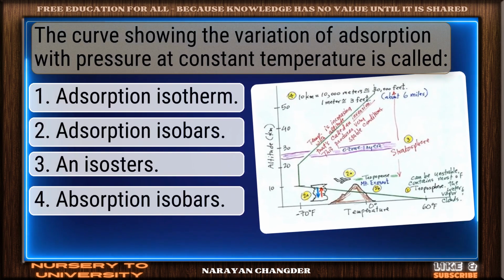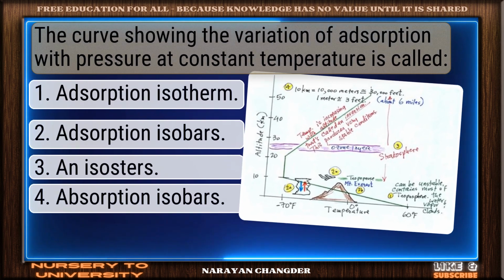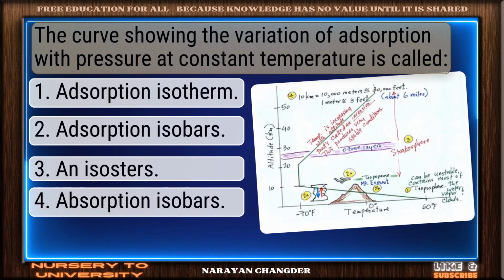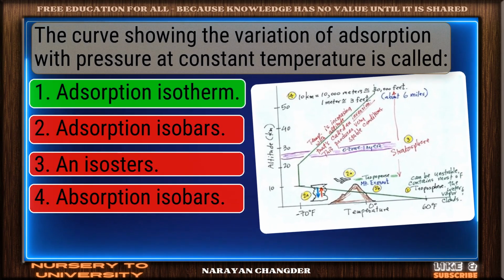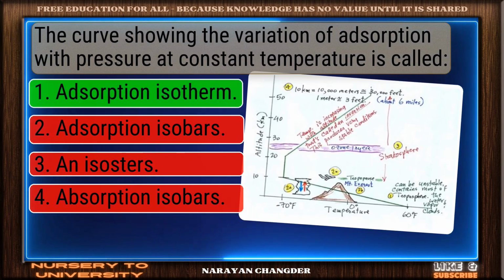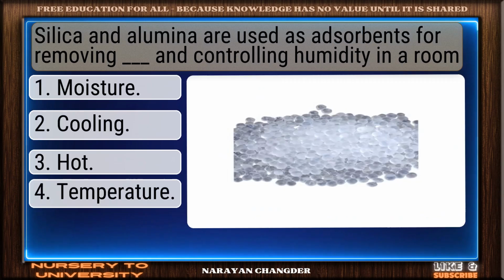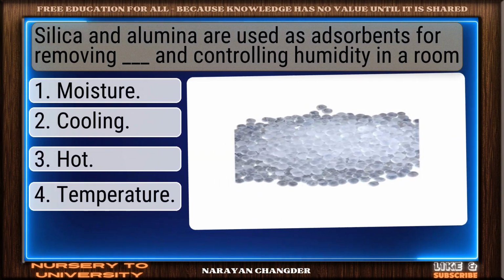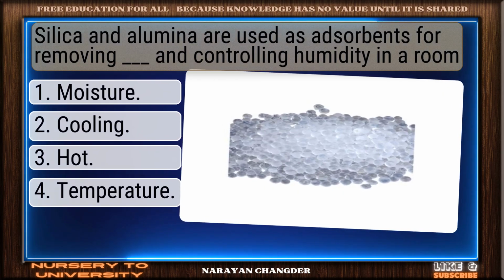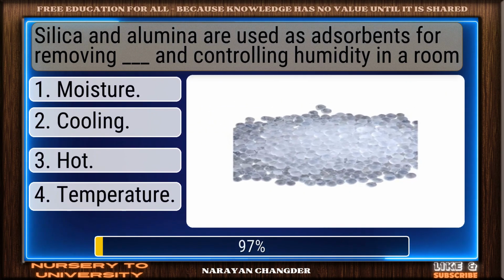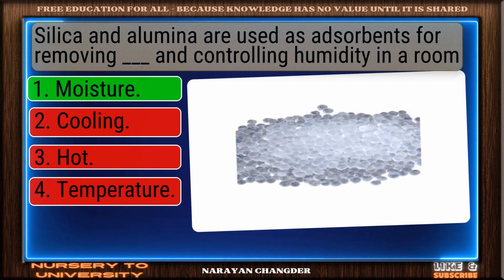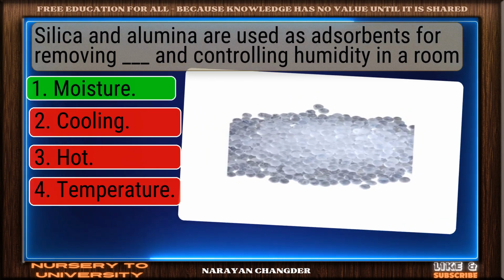The curve showing the variation of adsorption with pressure at constant temperature is called. Smart pick. Adsorption isotherm is the correct choice. Silica and alumina are used as adsorbents for removing dash and controlling humidity in a room. Sharp thinking. Moisture is the right choice.